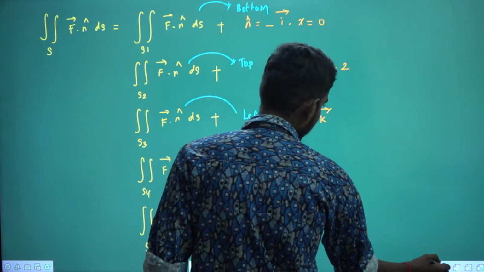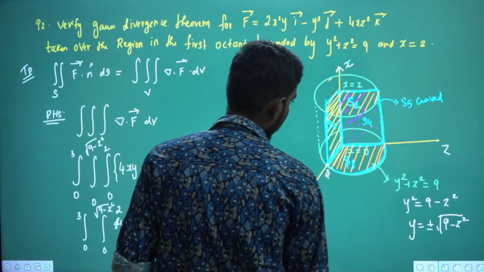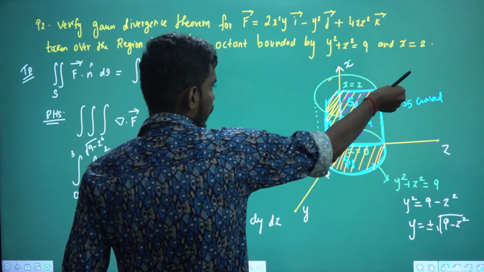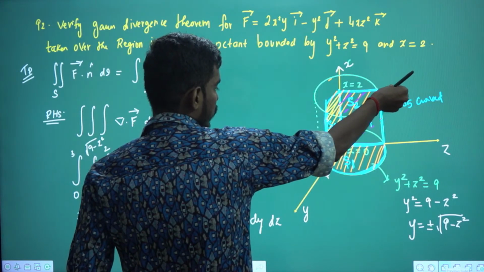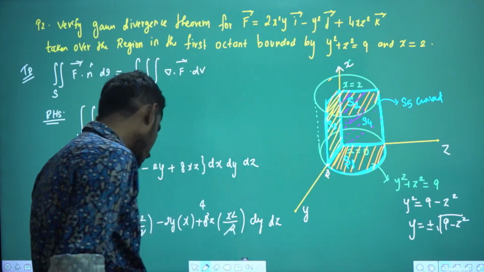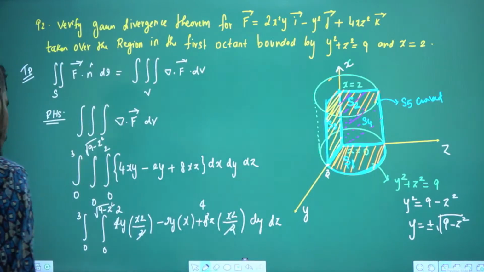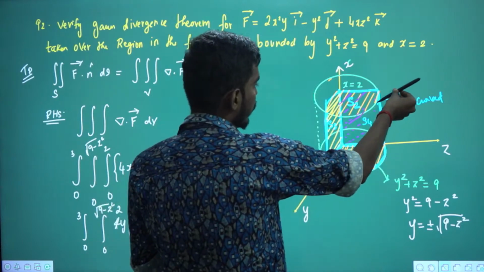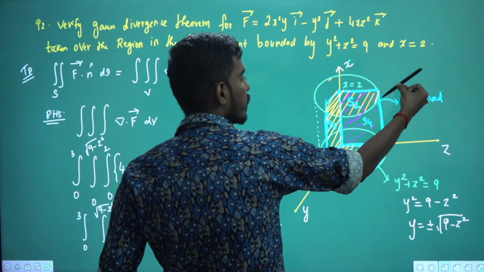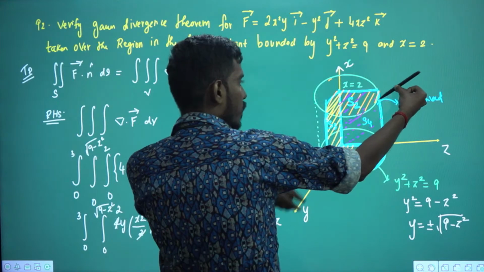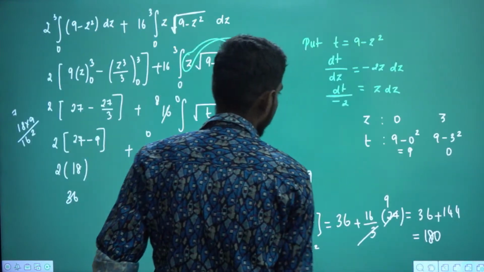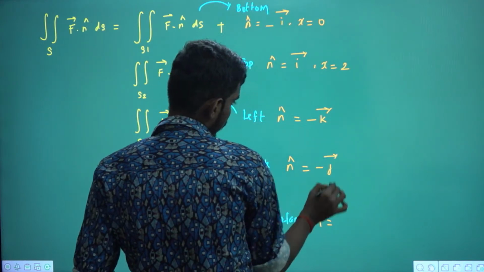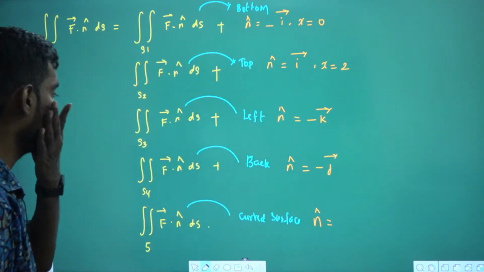And for your back surface, what is your n cap? See, for the back surface, n cap will be like this, which is opposite of y. So which is minus j vector. For the back surface, this is your unit normal, which is opposite of y. So minus j vector is your n cap. This we will find later.